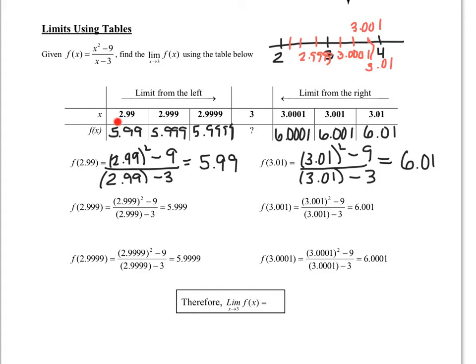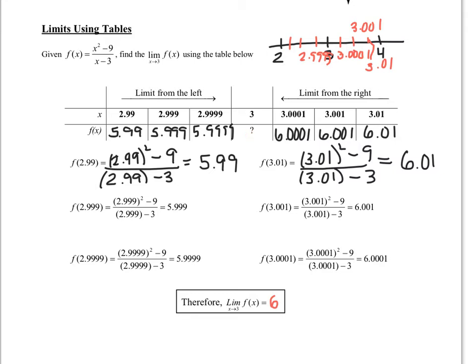So I want you to use this table to now define the limit. Look, as x is getting closer to 3 from the left, it looks like y is getting closer and closer to 6. Now, as x is getting closer to 3 from the right, it looks like the number is getting closer and closer to 6, more and more accurate. So technically, we could say the limit as x approaches 3 of f of x is 6.